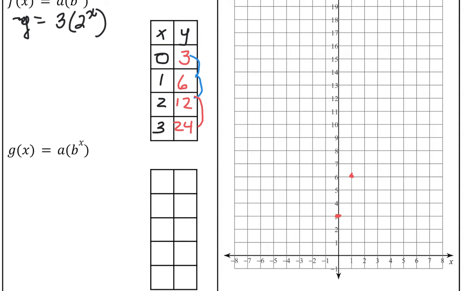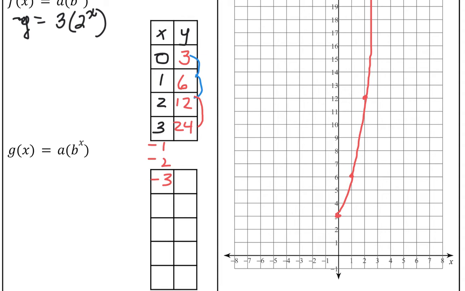When x is 2, y is 12. When x is 3, y is 24, so it would be way up off the graph. So there's a different number between each value. I wonder what would happen if we went backwards instead. So if we continued this idea and did x is -1, -2, -3, let's see what would happen. I'm going to ignore this g of x for now. And let's find f of -1. So that would be 3 times 2 to the -1.